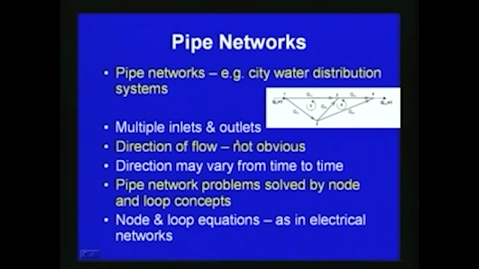As I mentioned, a pipe network can typically be a city water distribution system, where a number of pipes are included, and a number of connections and junctions are there. As we have seen, there can be multiple inlets and multiple outlets, the direction of flow is not obvious, and the direction may vary from time to time. Wherever the junctions are, these are called nodes, and there are also loops between them.